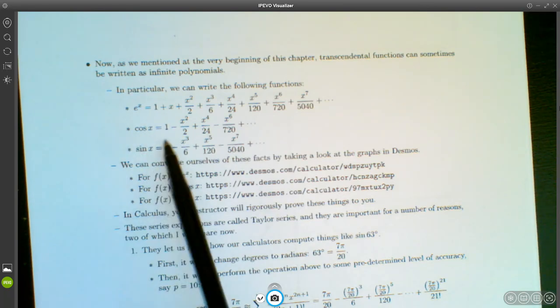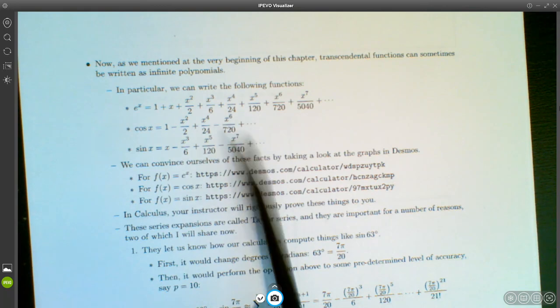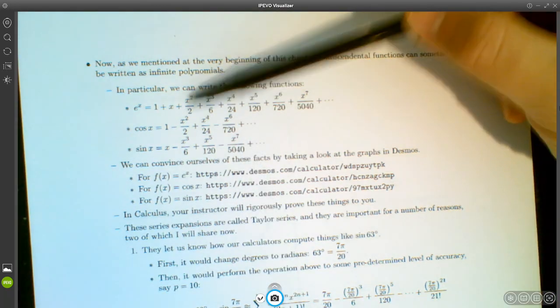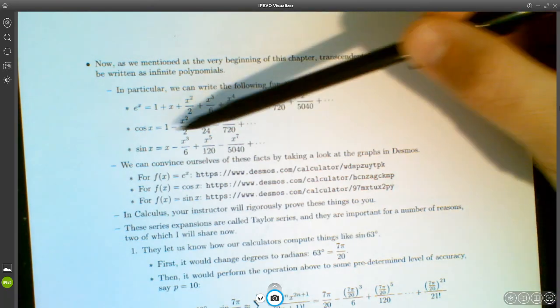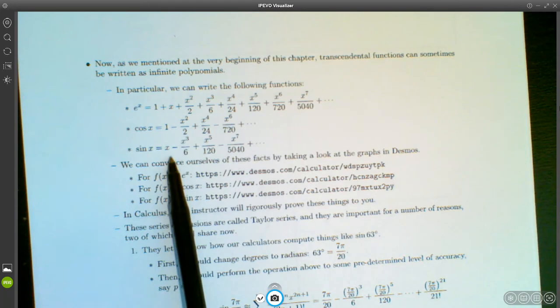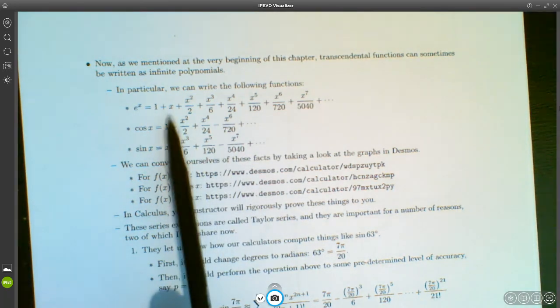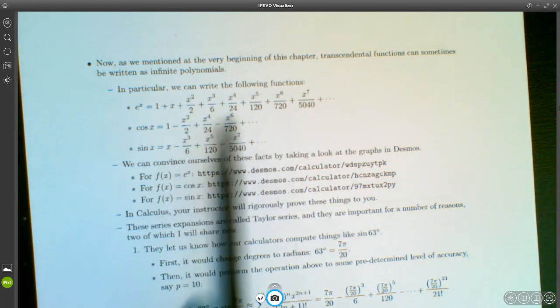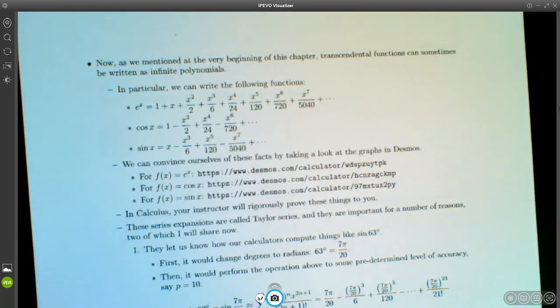Cosine x can be rewritten as this infinite polynomial, which you'll notice borrows some of the terms from e to the x, but only the even ones, and it also alternates the sign. Meanwhile, the sine function can be rewritten as this infinite polynomial, which also borrows its terms from e to the x, but only the odd terms. And it also alternates signs.